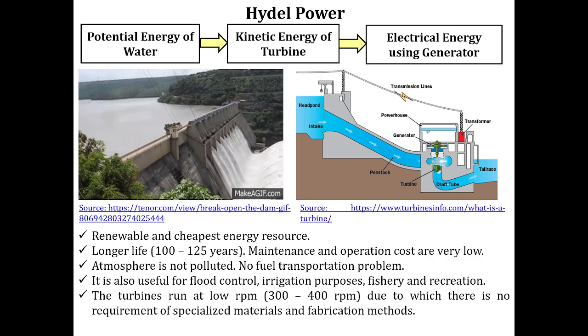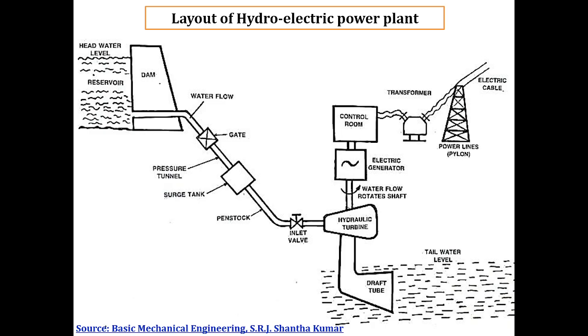Next slide. Layout of hydroelectric power plant. This slide shows the layout of a hydroelectric power plant. Let us follow the flow of water. Water is stored in the reservoir behind the dam. The stored water has potential energy because of its elevation. When the gate is opened, water flows through the pressure tunnel and penstock. A surge tank is provided in the water passage, and the water finally reaches the turbine through the inlet valve.